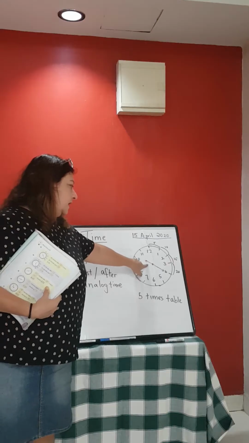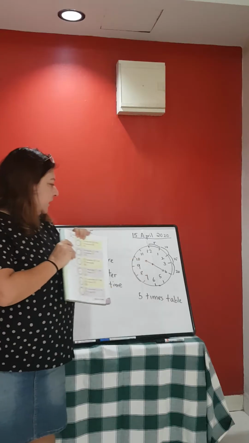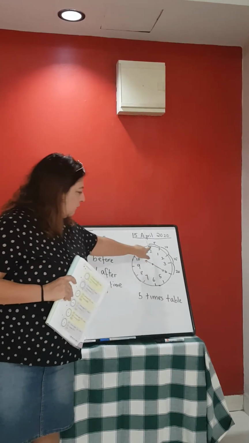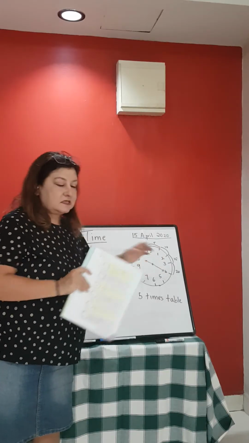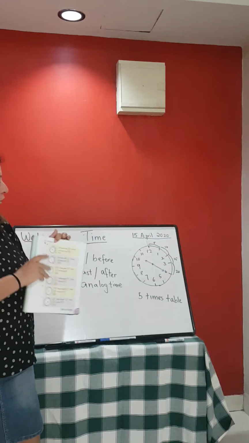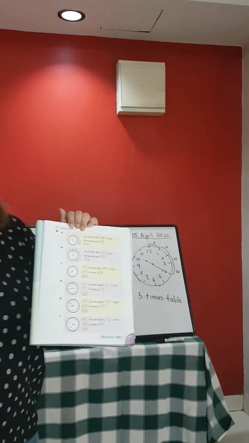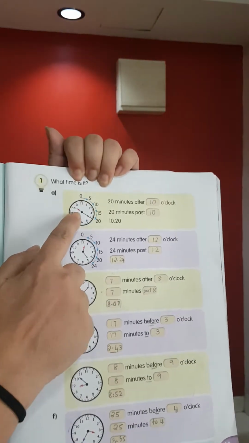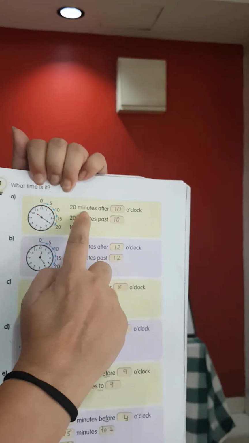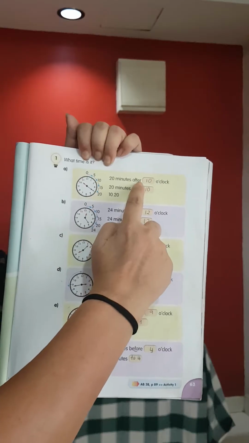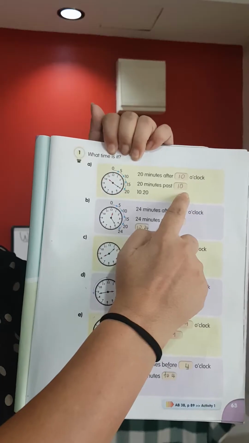So what is the time that is shown over here? I have drawn the same thing over here. Now it is 20 minutes. So 5, 10, 15, 20. 20 minutes after what o'clock? So where is the hand pointing? Look at it closely. Where is the short hand pointing? It is pointing at 10. So I have written here 20 minutes after 10 o'clock, or 20 minutes past 10 o'clock.